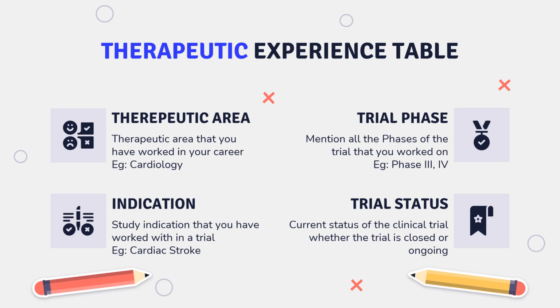Next is, what is the trial status? Is the trial currently ongoing or is the trial closed? This is very important to understand how much you worked in a particular trial and what the status is, so that your employer can also verify whether this particular trial happened and whether the status is correct. It also shows how updated your CV is. So make sure this therapeutic experience table is clearly updated with all the area, indication, phase and status, and it is one of the most important sections that the recruiters see.